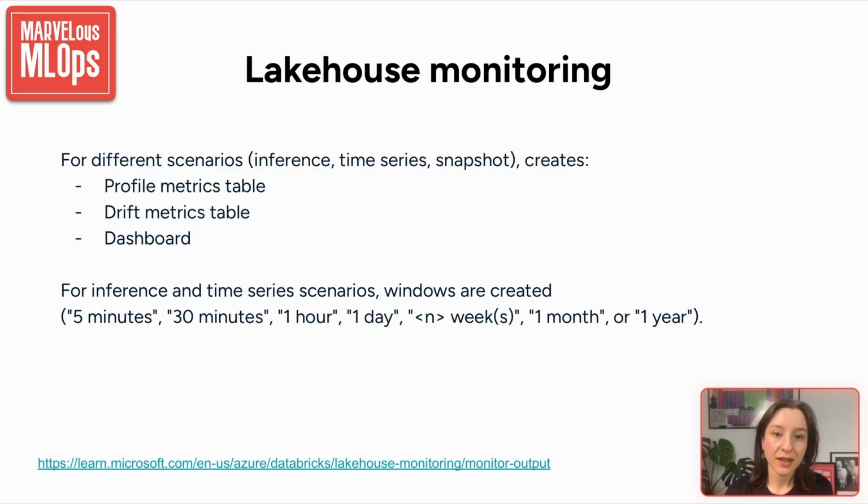Now for inference and time series scenarios, which are both time-aware, Databricks slices the data into monitoring windows. You can pick options like 5 minutes, 30 minutes, 1 hour, 1 day, or even 1 year. This gives you the flexibility to detect both short-term anomalies and long-term drifts, whether you are monitoring a high-frequency model in production or a slower-moving business process.